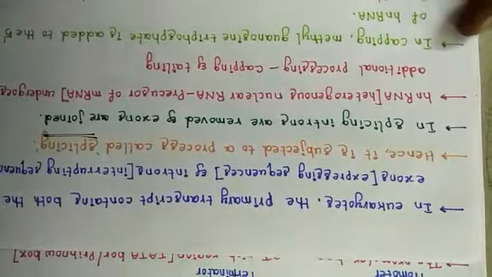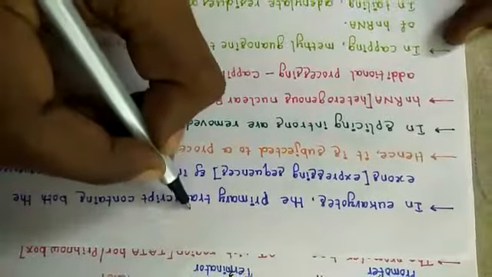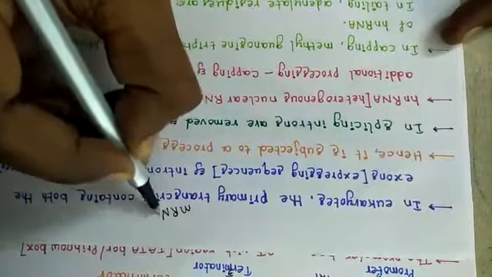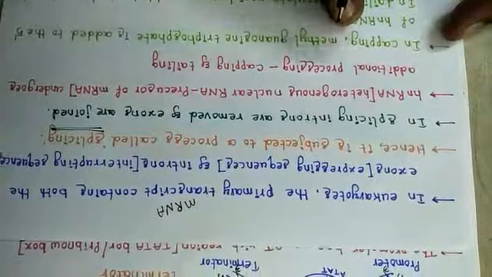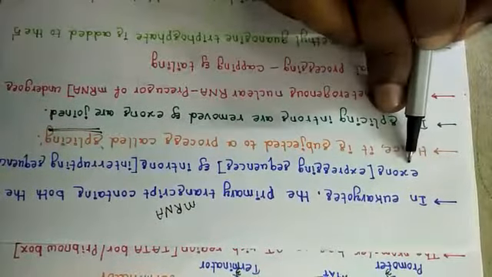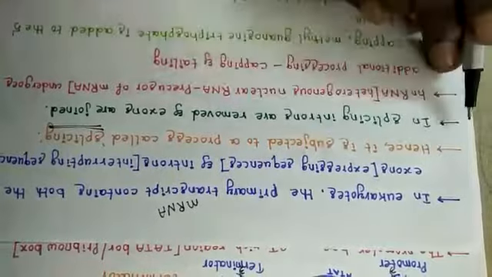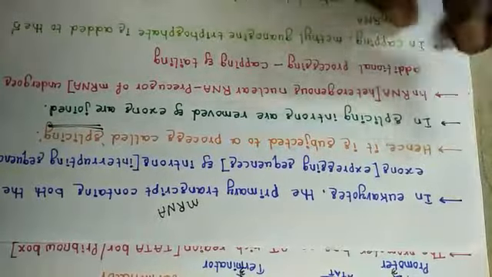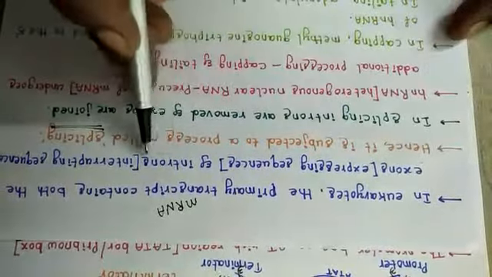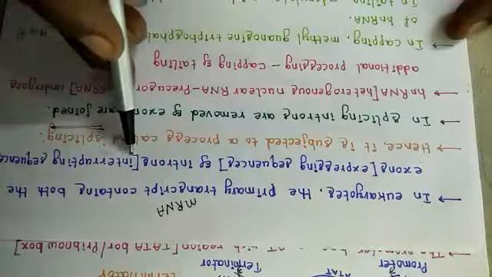In eukaryotes, the primary transcript, that is the mRNA, consists of two parts, exons and introns. Exons, where they express themselves, we call functional units. Introns are non-functional units, they are called interrupting sequences.